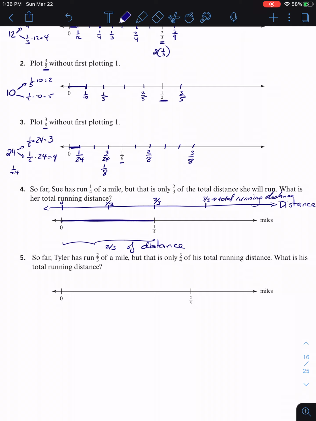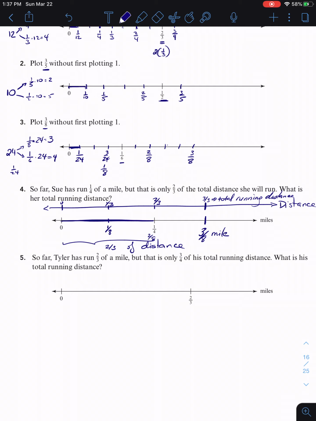Okay, so we want to get to here. We want to find out what that is in miles. Well, how did we get there? What is half of 1/4? We cut 2/3 in half, right? We did 1/3. We got 1/3. So half of 1/4 is 1/8. You need twice as many of them to fill the whole. So this would be 1/8, 2/8, and 3/8 of a mile. 3/8 of a mile is her running distance.